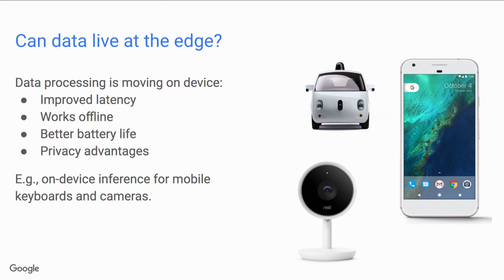Another trend we see is that increasingly the processing of that data is moving to device. Think, for example, of putting machine learning models on device to make predictions locally, as opposed to sending queries to a model in the cloud. That on-device prediction approach has a lot of advantages. You get improved latency, apps that work offline, better battery life, privacy advantages, and so on.